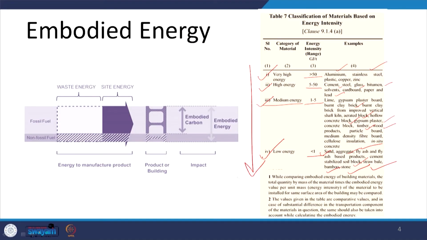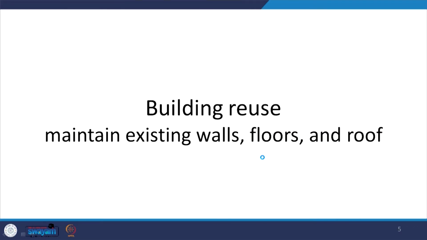So, when we are looking at materials based upon their embodied energy, it is always preferred to use materials with low embodied energy, low energy intensity. However, embodied energy is not the only property which needs to be considered while selecting a material, as we will see subsequently. Another very important criteria is when we are talking about material conservation and efficient use of materials in buildings.